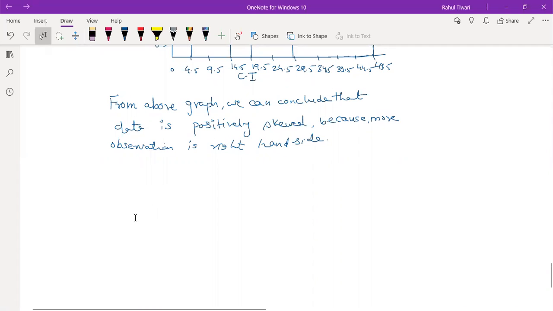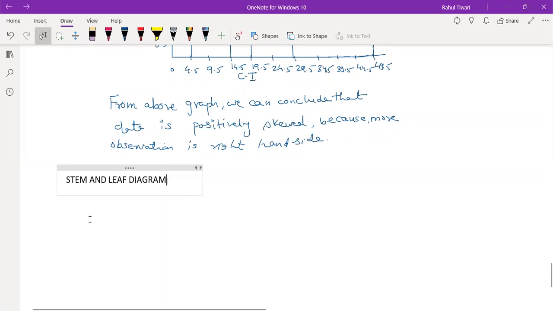Now the next task which I was discussing is called the stem and leaf diagram, which is very important. Okay, stem and leaf diagram.